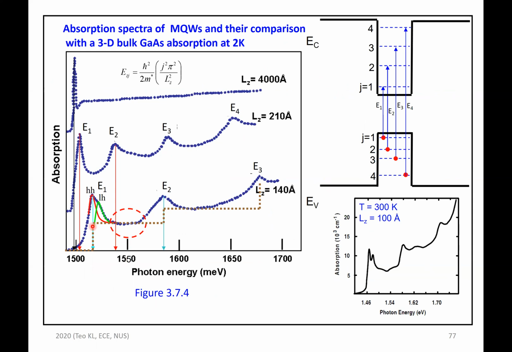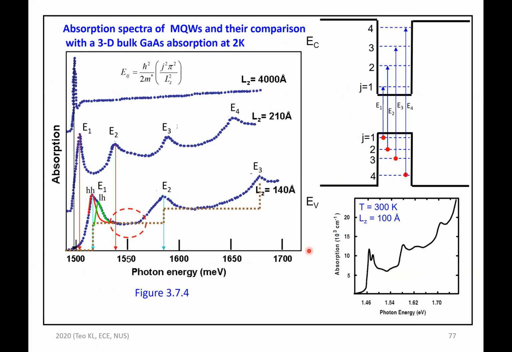So in this experiment, the step function is not so clearly seen because the detector used did not give a very flat response at that time. And this is measured at 2 Kelvin.